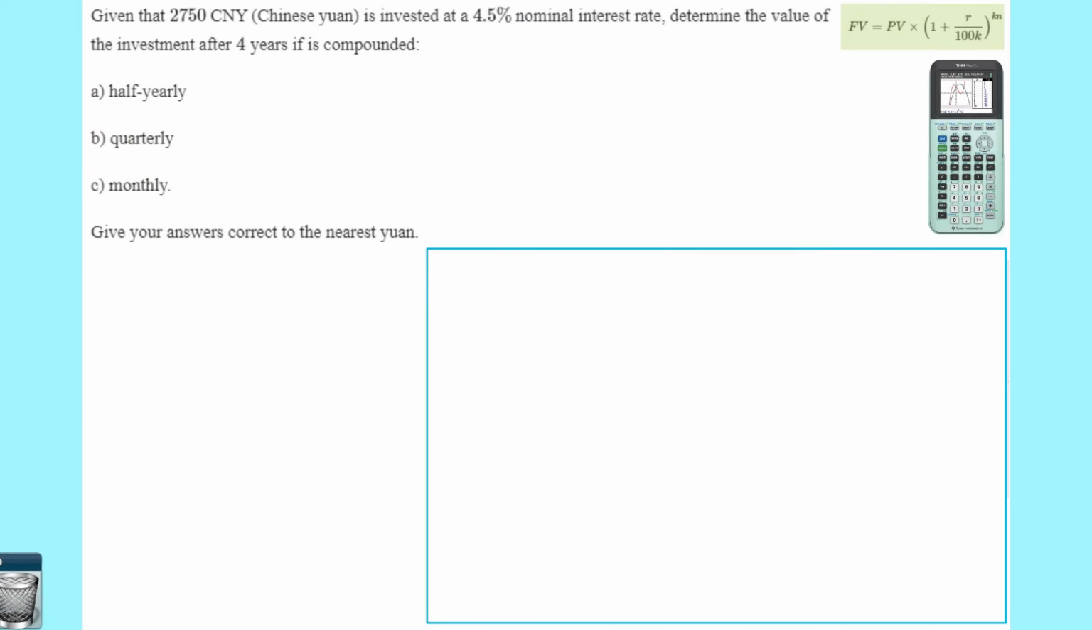So let's do an example. Here we're going to determine the value. Remember, we do have our formula. Now we're going to do half yearly, quarterly, and monthly. So we're going to plug in initially 2,750 times 1 plus our rate, which is 4.5 over 100, and this is half yearly, so this is twice a year, and then we do 2 times 4.